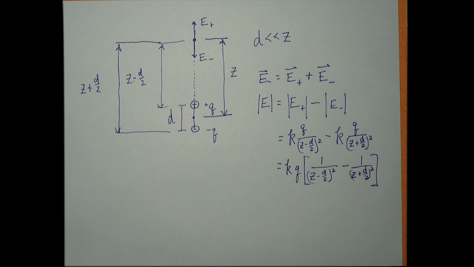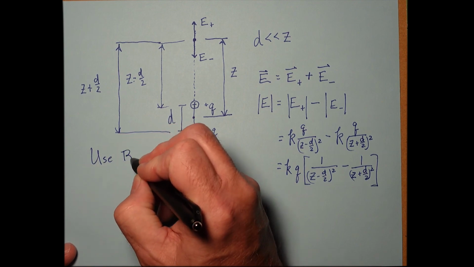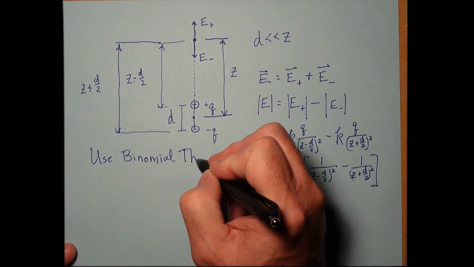And there is a way to achieve that better resolution. We can make some approximations. And what we can do is we can use the binomial theorem.